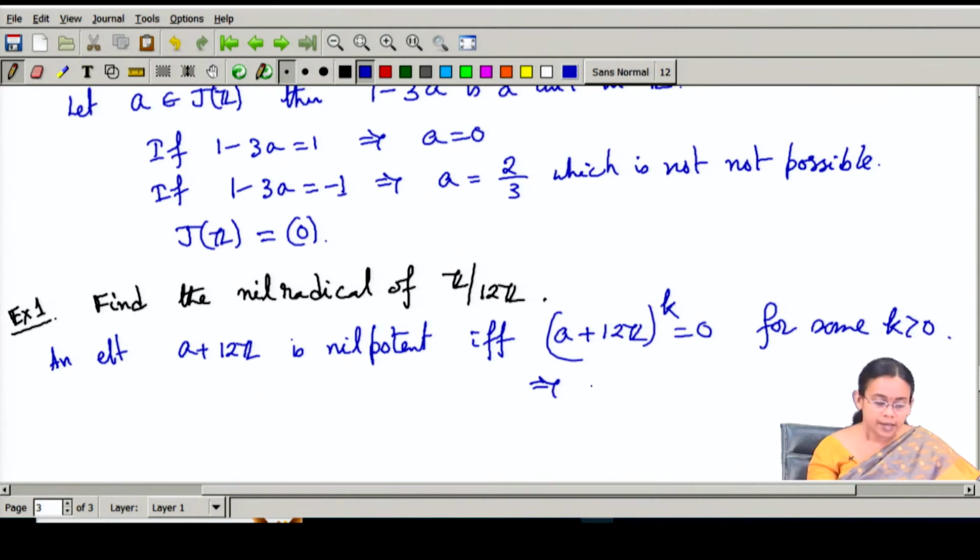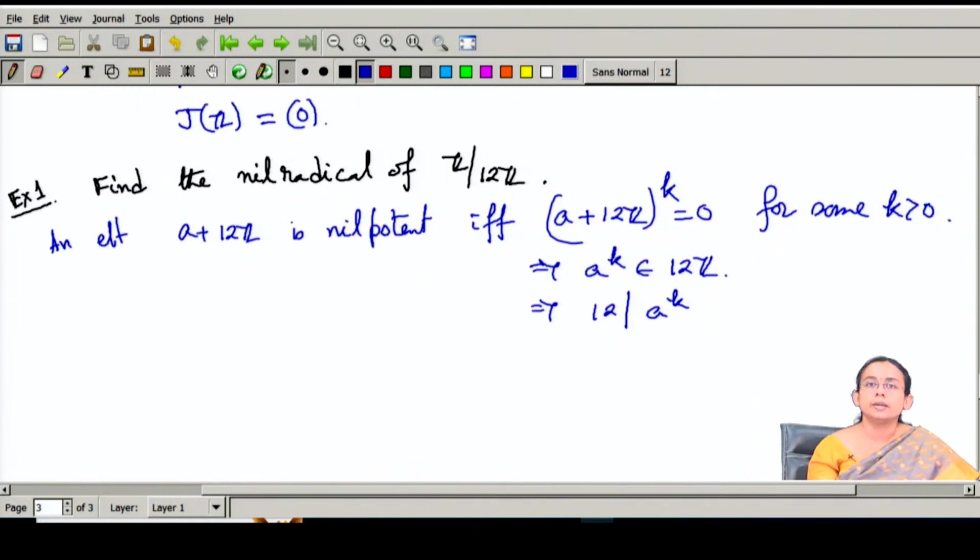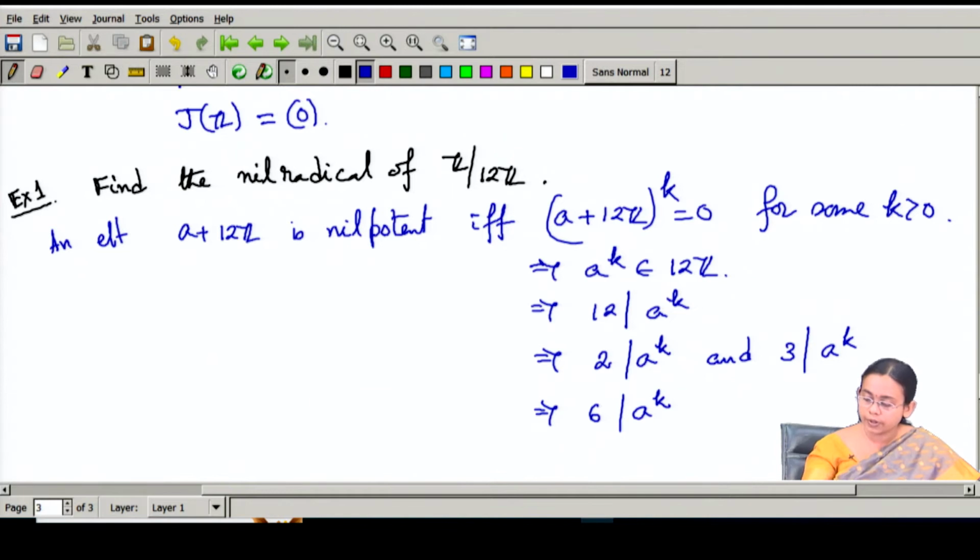This means that A to the power k belongs to the ideal 12Z. This implies that 12 divides A to the power k. Now, if 12 divides A to the power k, that means all its prime factors also divide it. So, this implies that 2 divides A to the power k and 3 also divides A to the power k, which is equivalently saying that 6 divides A to the power k.